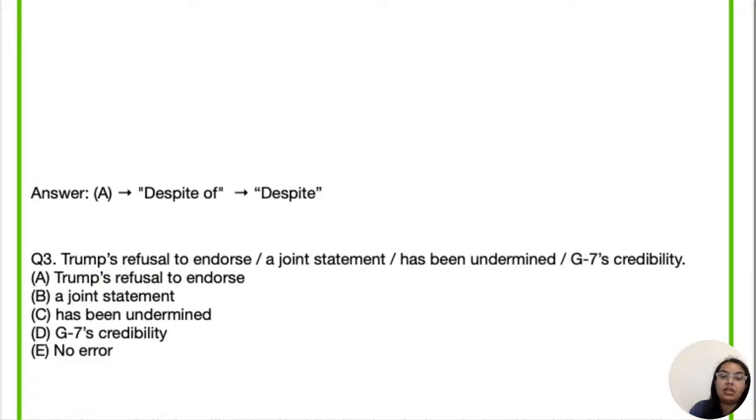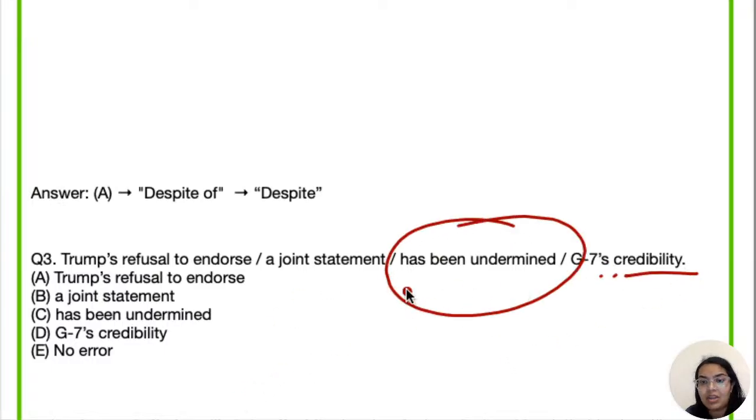Trump's refusal to endorse a joint statement has undermined the G7's credibility. Why are we using the passive? That makes no sense. Trump's refusal to endorse a joint statement.